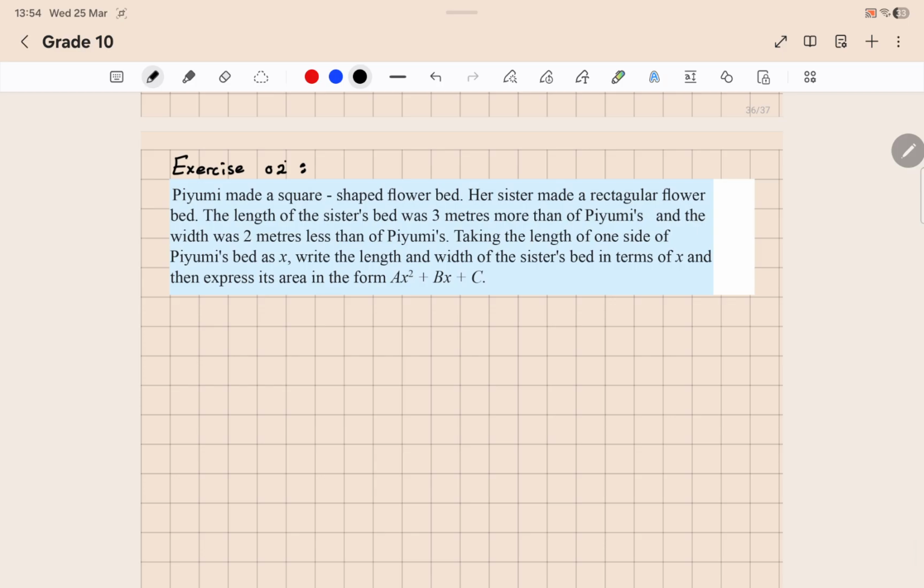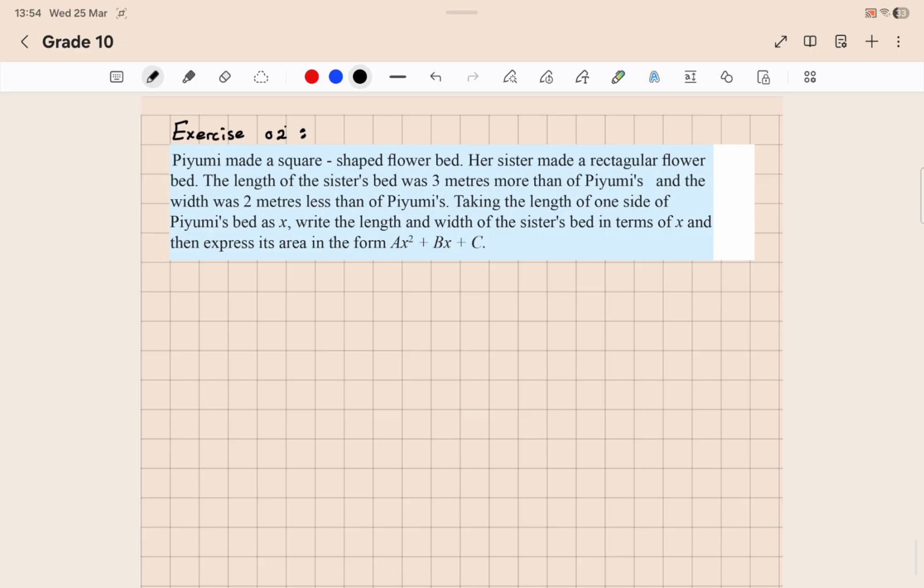So now you have to create some expressions by reading the given data. So Pumi made a square-shaped flower bed. Her sister made a rectangular flower bed. Length of the sister's bed was 3 meters more than Pumi's, and the width was 2 meters less than Pumi's. Taking the length of one side of Pumi's bed as x, write the length and width of the sister's bed in terms of x, and express its area in the form ax squared plus bx plus c.